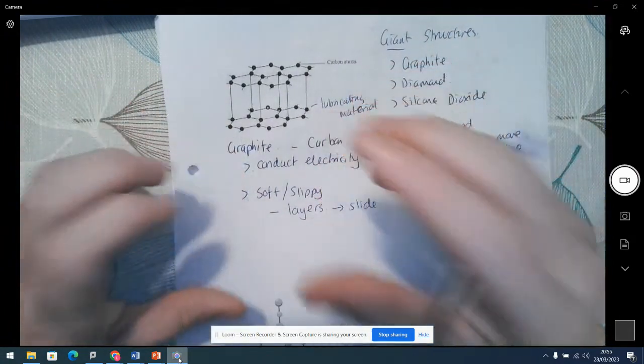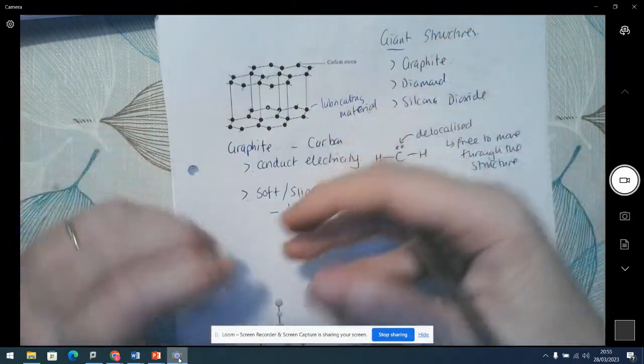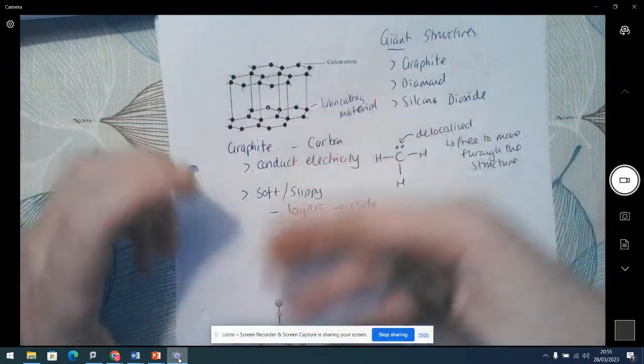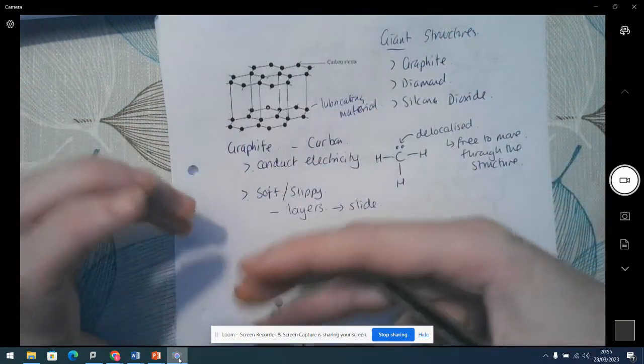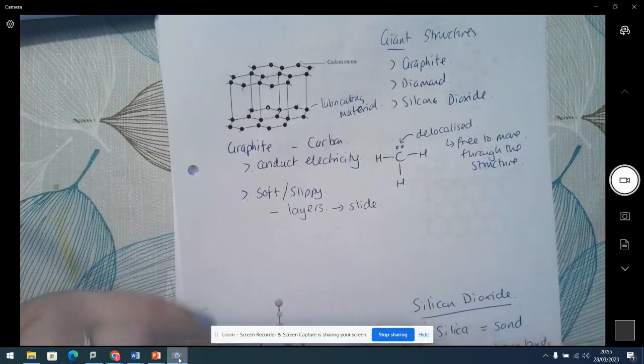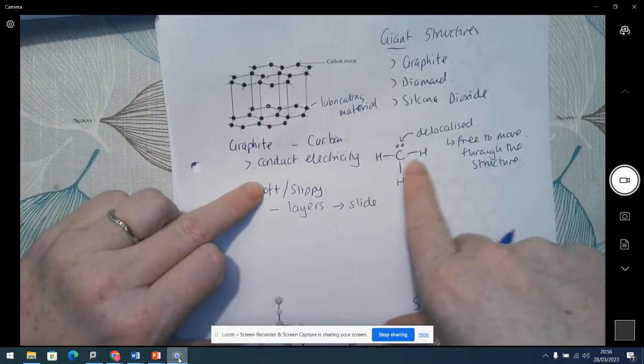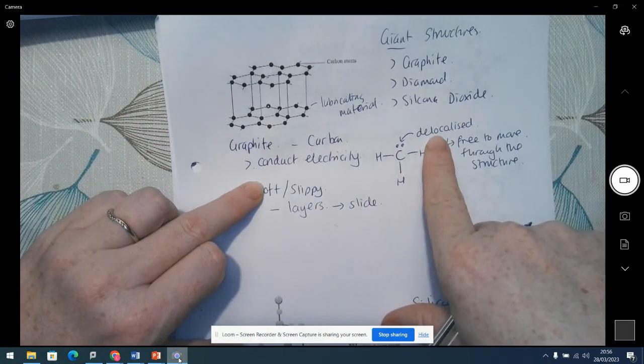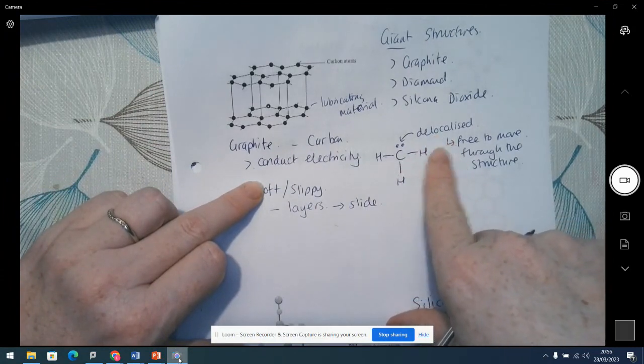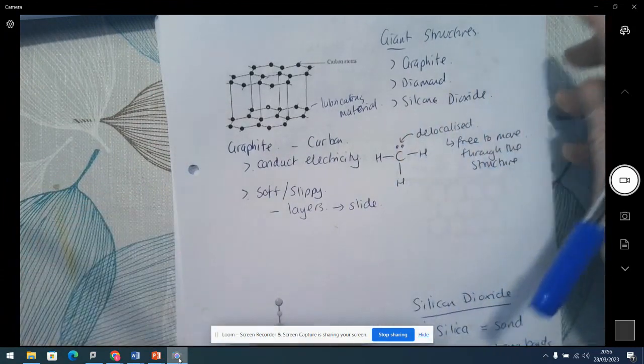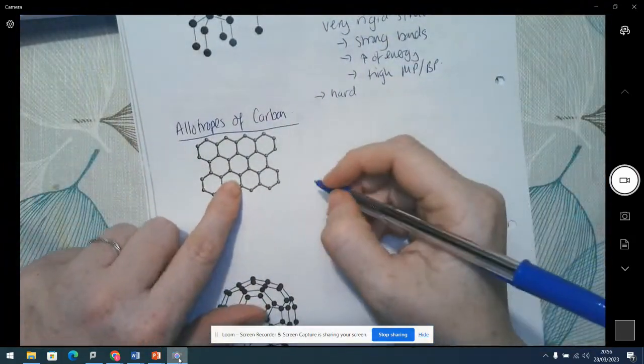But it is a giant structure, which is why it's got a high melting point and boiling point. So lots of strong covalent bonds, lots of energy needed. And we know why it can conduct electricity, and this is also the reason why it can conduct thermal energy, heat. But we can also have variations of that specific type of molecule, and that is where we come to our allotropes.